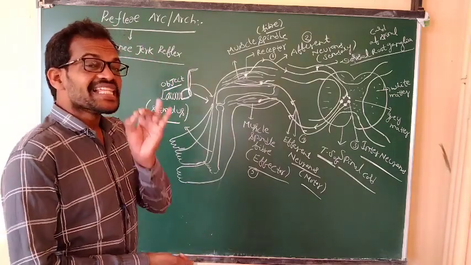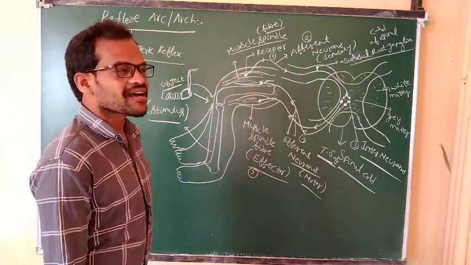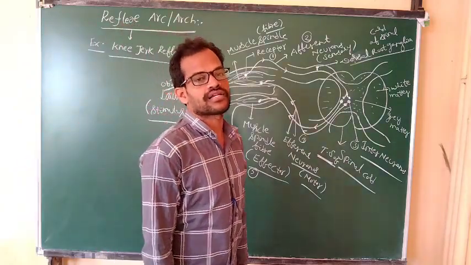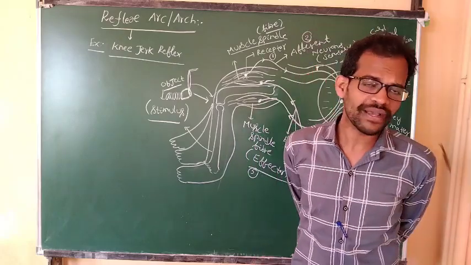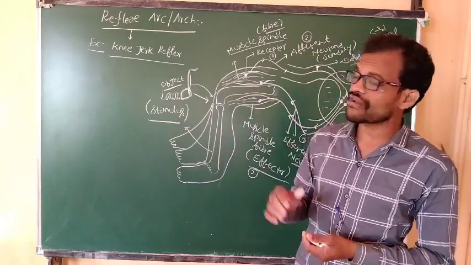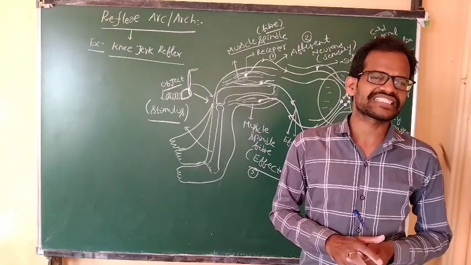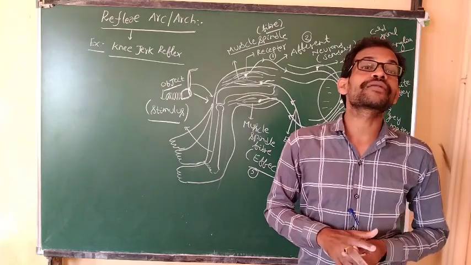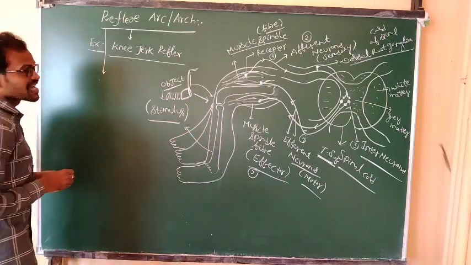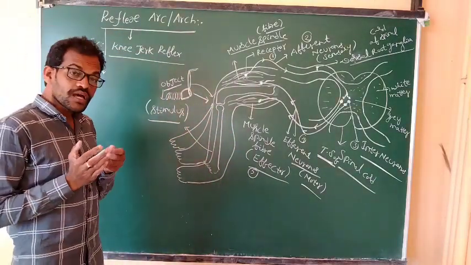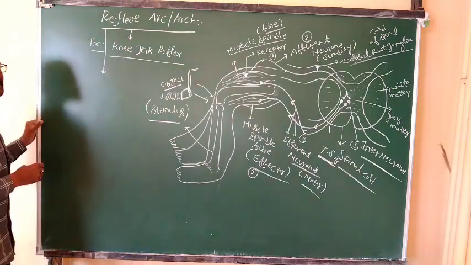This is the pathway the impulse travels from the receptor to the effector, known as a reflex arc. You can respond to any object because this entire reflex arc is controlled by the spinal cord. These reflex actions are mediated by the spinal cord. Reflex means how you respond. Reflex arc means this is the pathway.